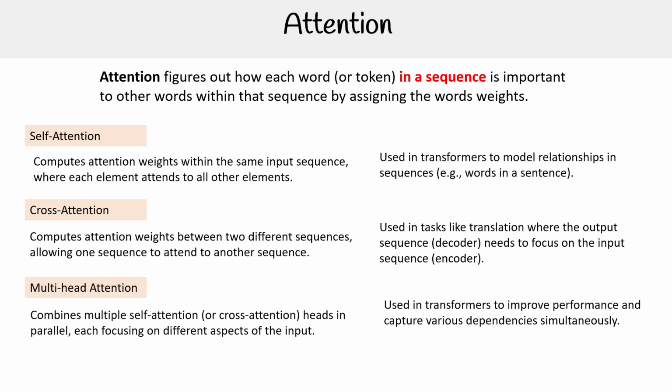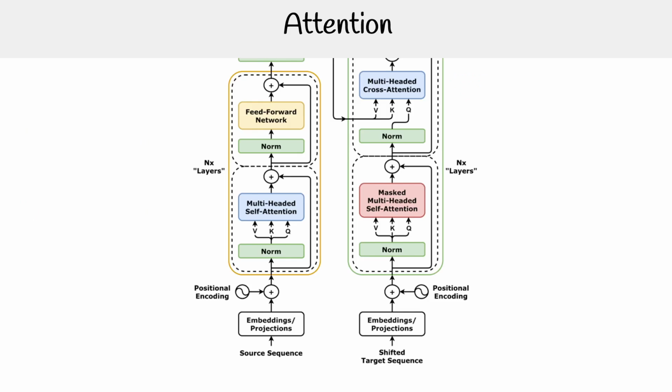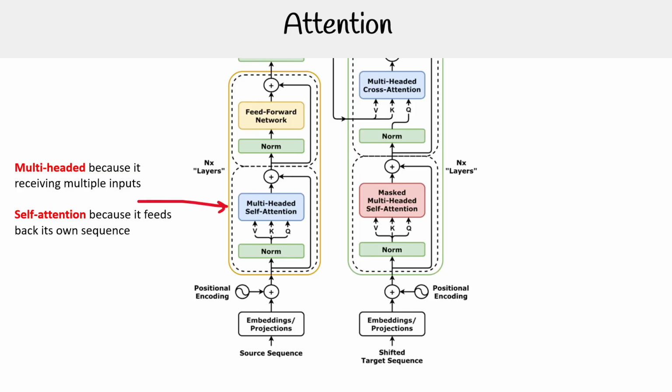So how can we look at this in a practical way for our architecture for the transformers? Here you can see in blue where it says multi-headed self-attention. It's multi-headed because it's receiving multiple inputs. You see V, K, Q. And I believe that the Q is for query, K is for key, and V is for value. It has something to do with how search engines think, kind of.